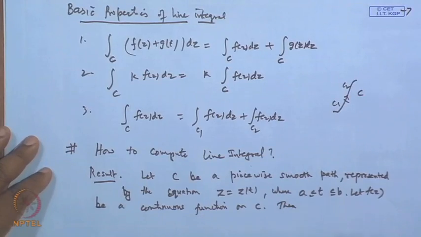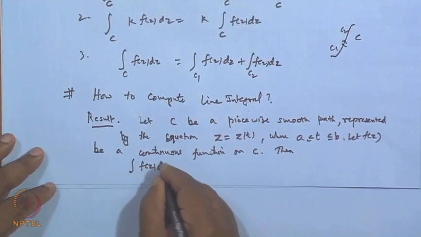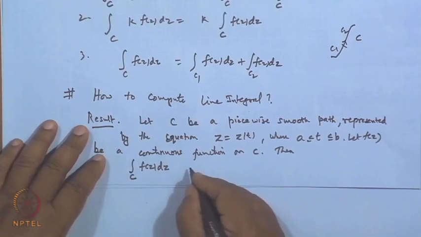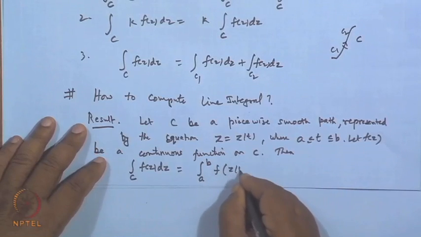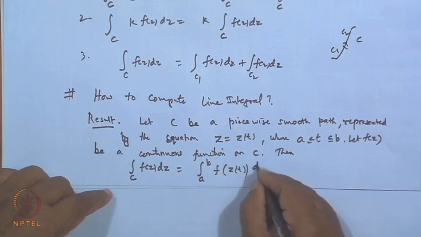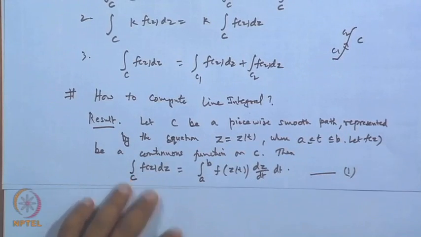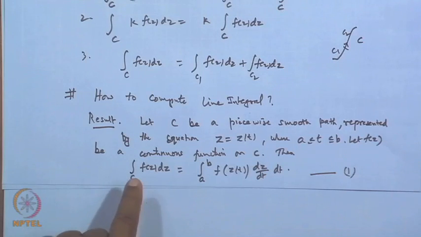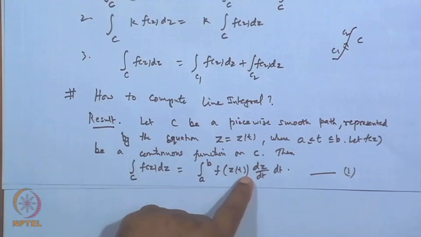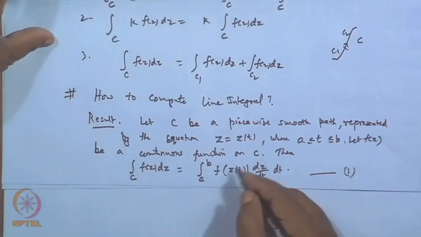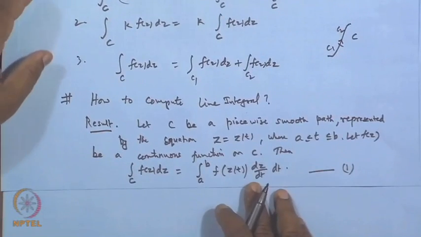Then the result says the line integral of f(z) dz along the path C is nothing but the definite integral from A to B of f(z(t)) into dz/dt into dt. So, this is a very good result, because directly the line integral has been transferred to a definite integral, and we are accustomed to solving such a definite integral, is it not? That's so. Let us see first how to apply it.